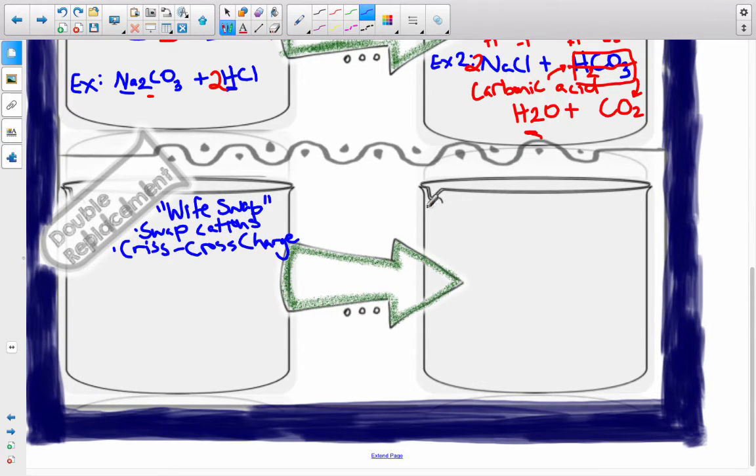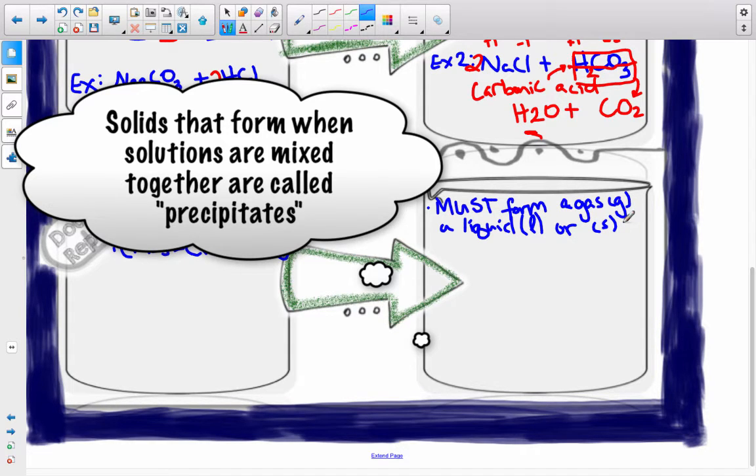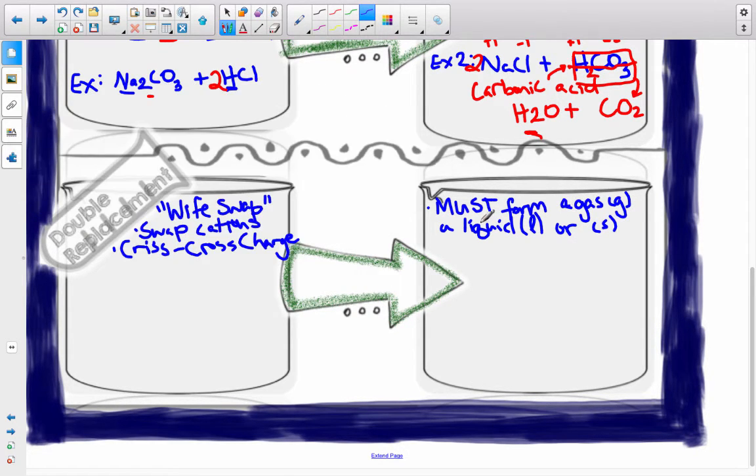Now, of course, there is a stipulation. Double replacement reactions, like single replacement reactions, do not always work. In order for this to be considered an actual chemical reaction, we must have something actually change. We can't just have a bundle of ions floating around in our beaker. It has to either form a gas, that's the letter A, or a liquid, like water, or it has to form a solid. If none of those things occur, then it's not a reaction.